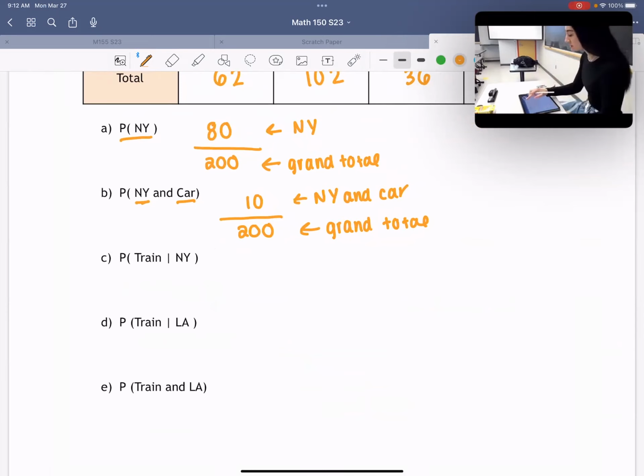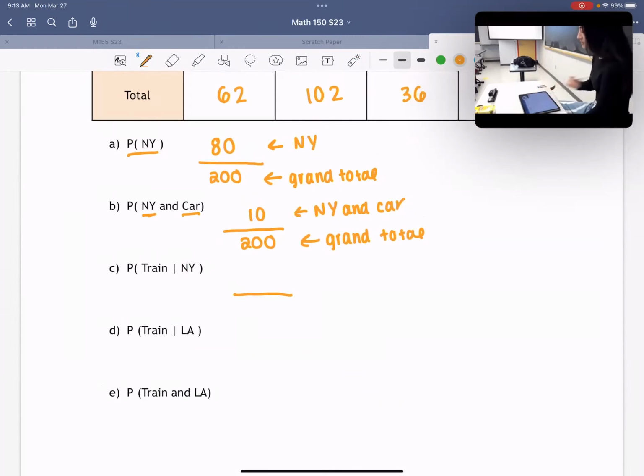I know that this is a conditional probability because we have that line in the center. Whenever there's a line there, I know this is a conditional probability question. So what this question is really asking is, what's the probability that I select someone who goes on the train, but I already know that they're from New York. So I don't really care about people who aren't from New York because I know this person is from New York. So let's just take a look at how we set up this.